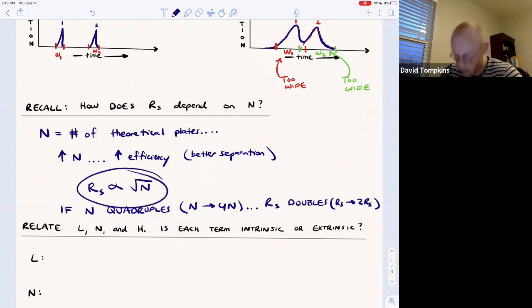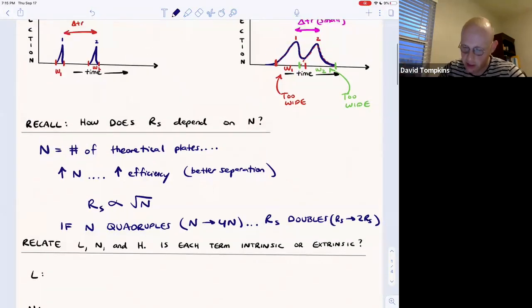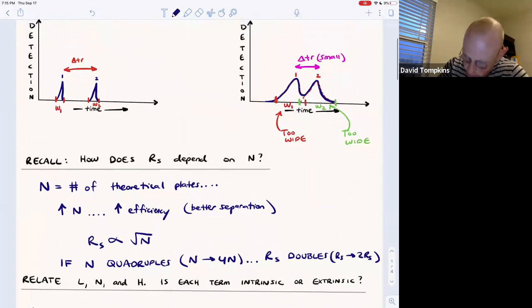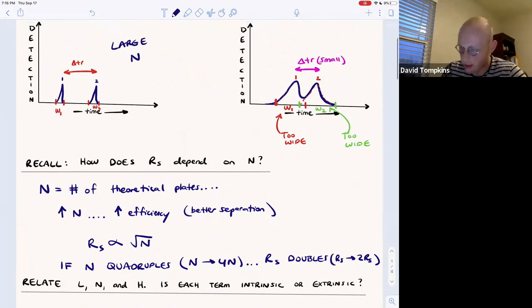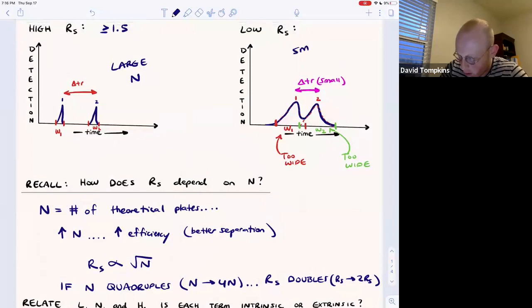We'll see an equation in a bit that describes the exact relationship between the resolution and the number of plates. But making the separation more efficient, or allowing for a greater number of plates, is going to better separate these two peaks. So we would see that this diagram here would have a large number of theoretical plates, N, and the other peak would have a small number of theoretical plates. And it's always ideal to have a large number of theoretical plates.